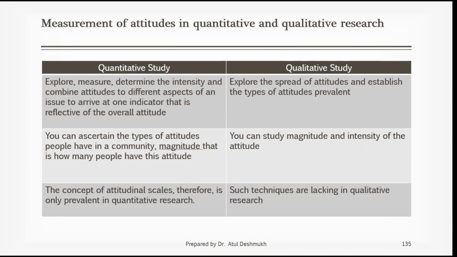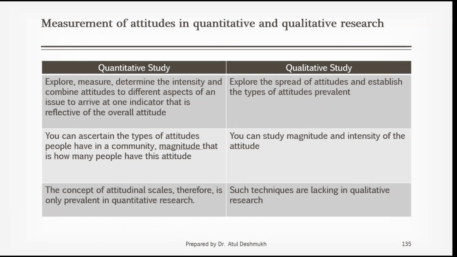So in the case of a quantitative study, you explore, measure, or determine the intensity of that particular problem, situation, or phenomenon, and you combine different attitudes so that you arrive at some conclusion, some parameter. What I said: 40% of the population is using masks and 60% is not using masks. It means I have come to a proportion of the population using masks and a proportion not using masks, a proportion having an attitude of using masks and a proportion which does not have that attitude. When I put it in these terminologies, it becomes your attitude in quantitative research.